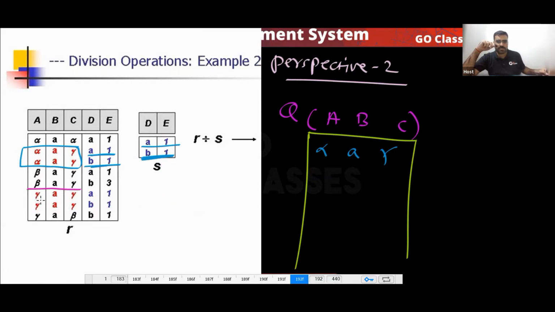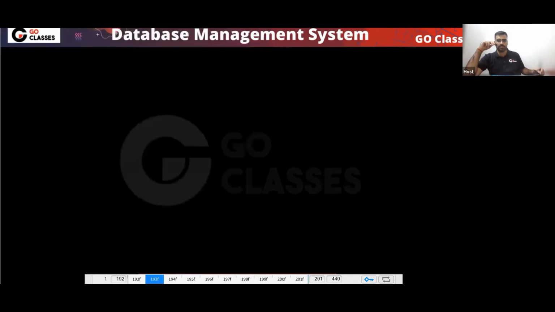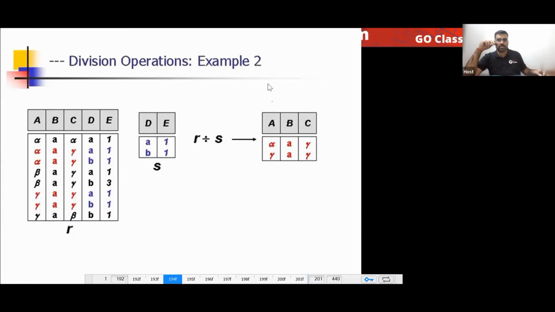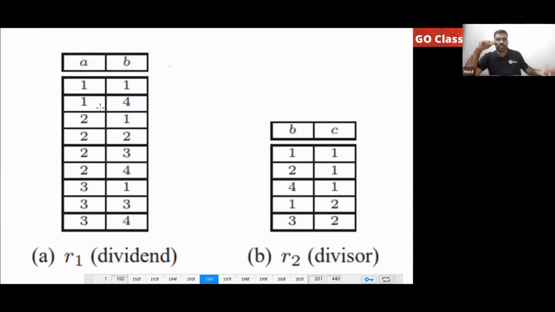What about the next? This gamma A gamma, it is pairing with A1 also. It is pairing with B1 also. It is pairing with A1, B1, both of them. So gamma A gamma will also come. What about gamma A beta? This gamma A beta does not pair with A1, so we will not put. This is your perspective too. This is the answer. Okay, so both the perspectives you understood, yes or no? Clear? So this is your division operation.